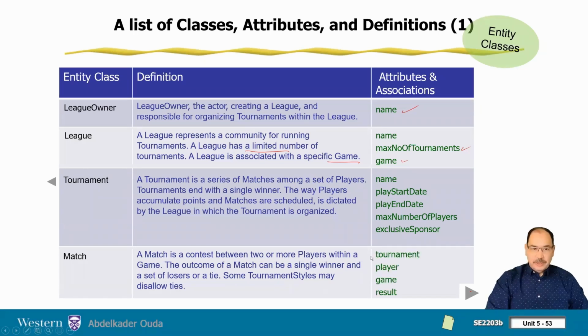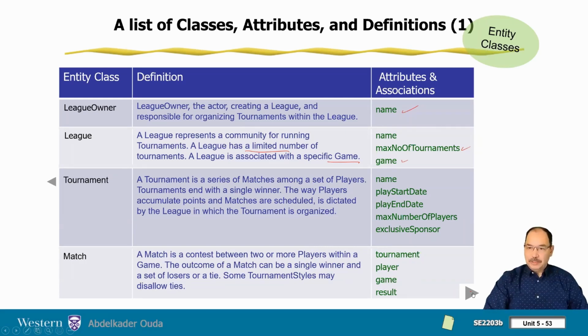Okay, so what I said here for the match, we said that it belongs to a tournament, and a match has a number of players. Match is, you can see here, a contest between 2 or more players within a game. So we need to take care of game, and then we have some results, because we say a match can have a single winner or a set of losers. So we need to have some results here. Again, you may come up with other lists, as long as they don't conflict with the requirements, that should be okay.